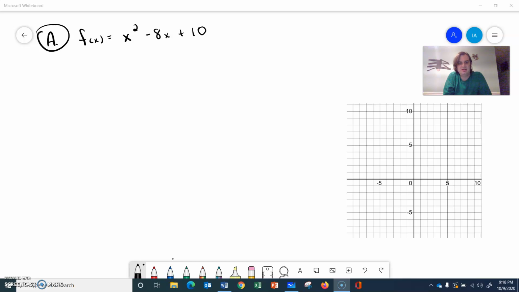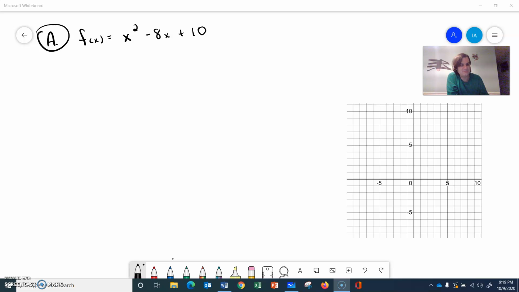Hey, it's Mr. Allred, and we are going to do some practice problems with graphing quadratics. So remember the three things we're looking for: Y-intercepts, X-intercepts, the vertex, and then we're going to graph whatever we get. So the first problem we have here is f of x equals x squared minus 8x plus 10.